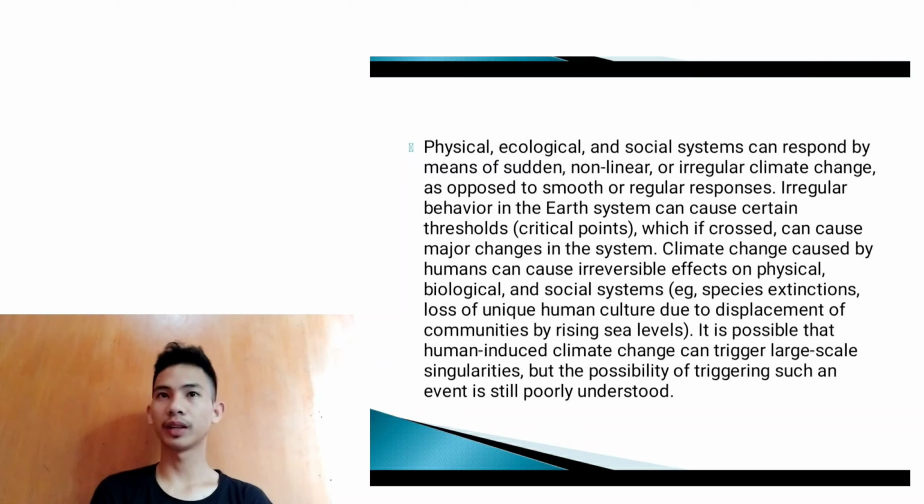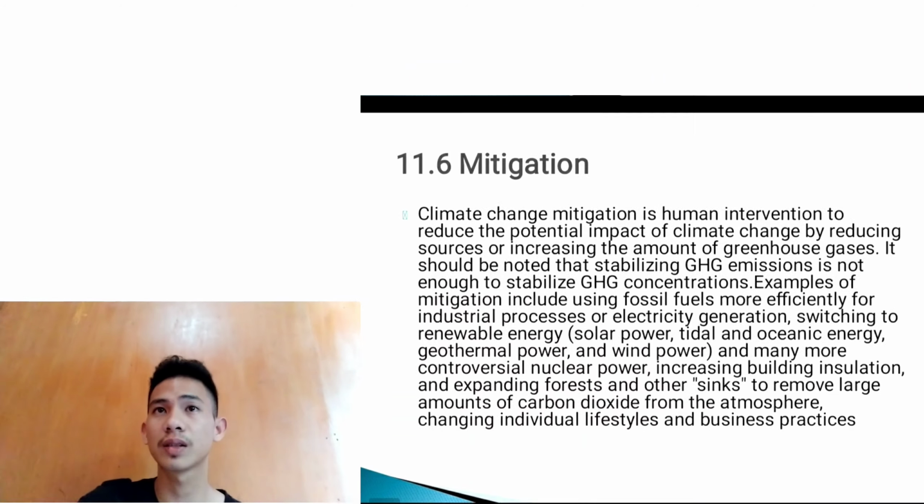Climate change caused by humans can cause irreversible effects on physical, biological, and social systems: species extinctions, loss of unique human culture due to displacement of communities by rising sea levels. It is possible that human-induced climate change can trigger large-scale singularities, but the possibility of triggering such an event is still poorly understood. Next material is mitigation.